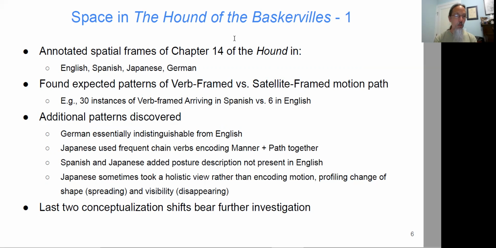But in some work that we don't believe has been discussed in the typological literature, Spanish and Japanese added posture description that wasn't explicit in English. And finally, Japanese sometimes took a holistic view rather than encoding motion at all, profiling change of shape, like spreading, and visibility, like disappearing. And I'm going to show a detailed example of this last example.